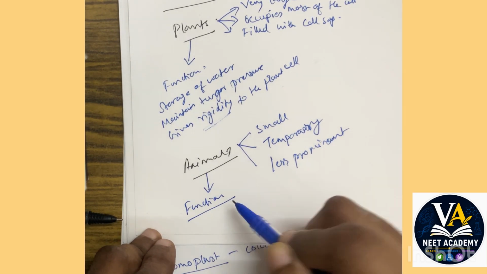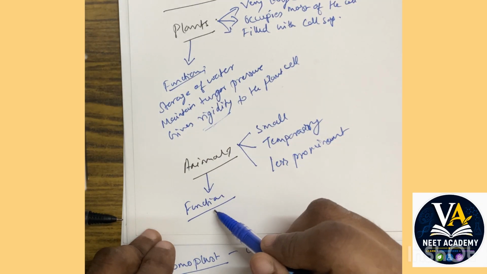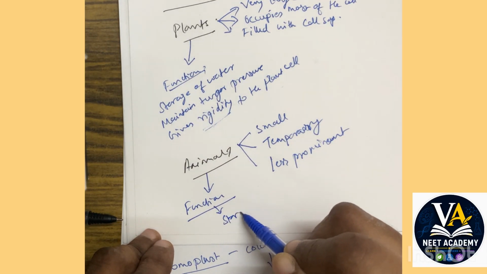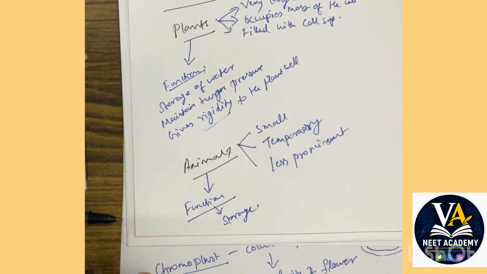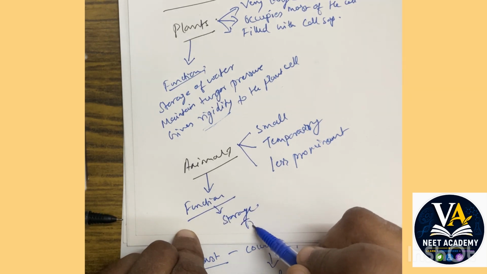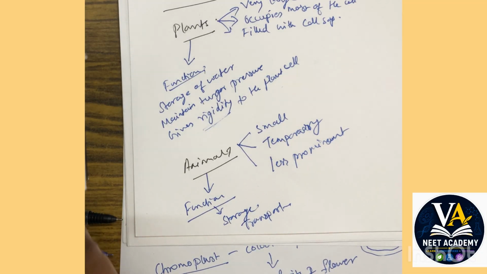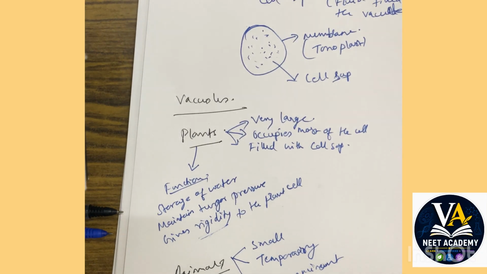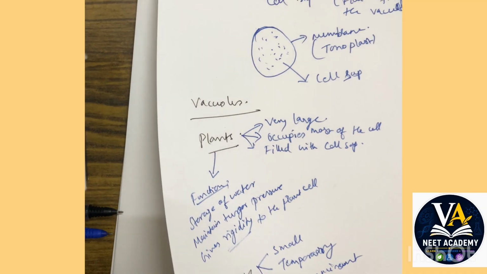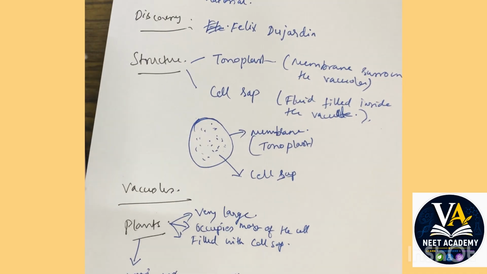And when you talk about the function of vacuoles in animal cells, their function is storage as well as transport. Storage and transport. So these are the two functions of a vacuole in the animal cell. Clear, students? Now let us talk in detail about the functions of vacuoles.